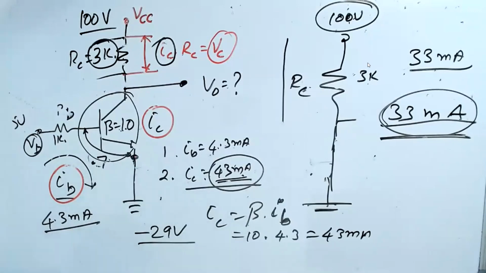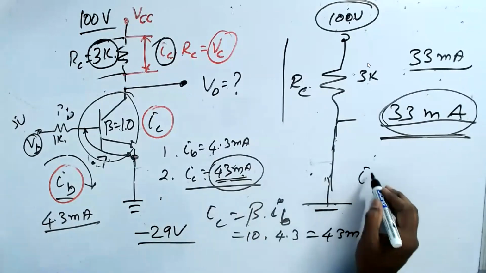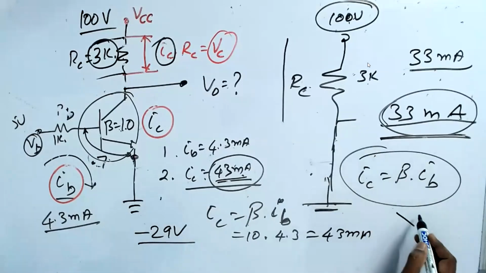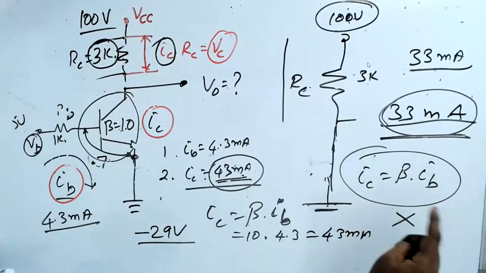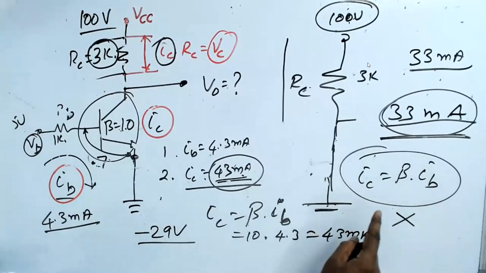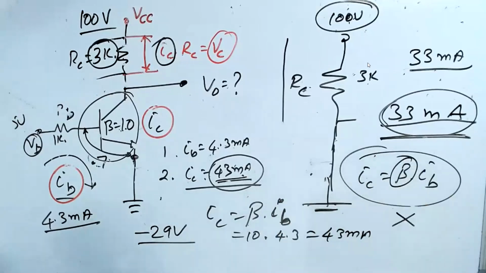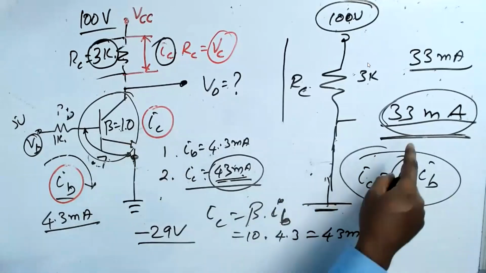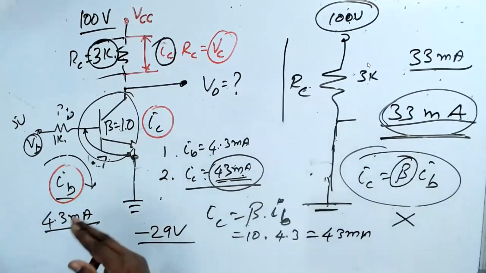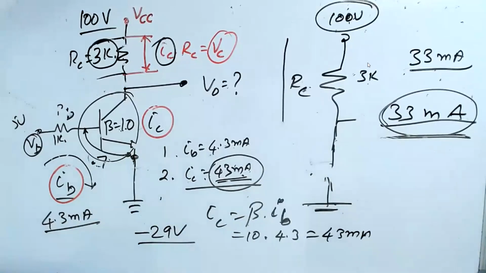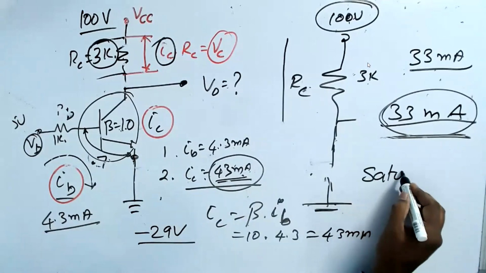The trick here is this. This IC equals beta into IB formula is wrong. This formula is valid only if IC is correct. The beta value is not always 10. The moment it goes above 33 milliampere, the beta value will come down. That is called, you know what the name of that is? It's called saturation.